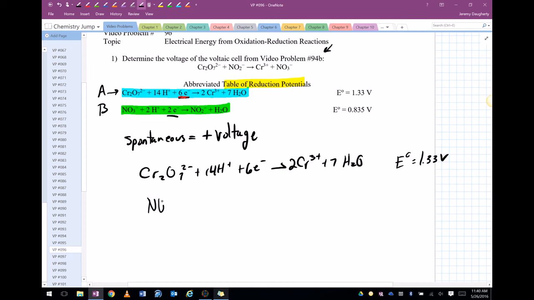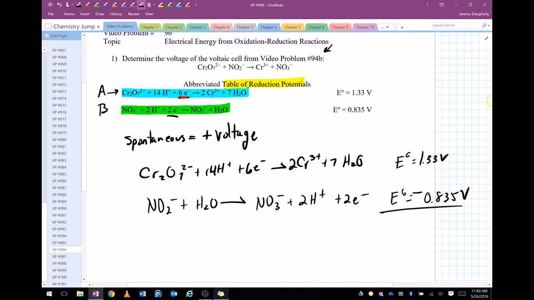So that means I've got NO2 minus plus water as reactants. As products, I've got NO3 minus plus my 2 protons plus my 2 electrons. So now my voltage is negative 0.835. But notice that my electrons don't cancel out. That means I need to multiply the bottom reaction times 3, because I've got 6 electrons here, 2 electrons here, and electrons have to cancel out.